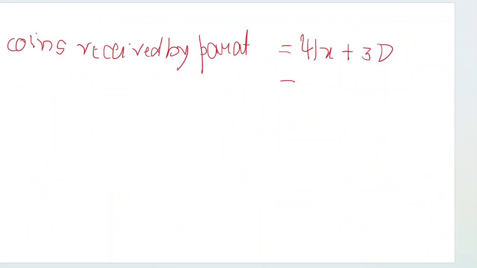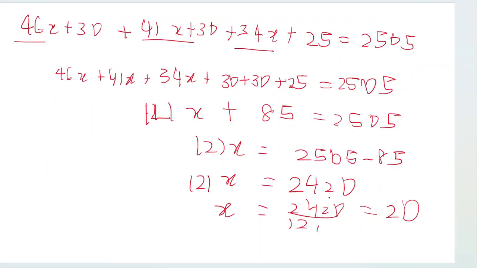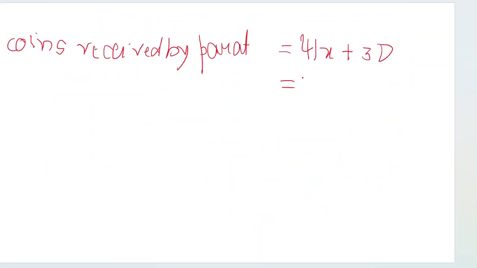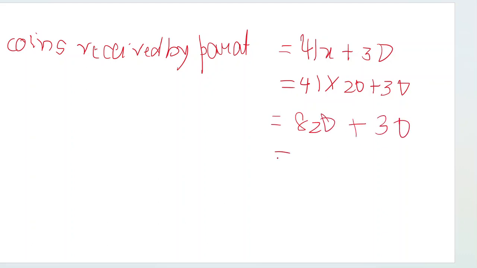So now x is 20. We have observed here we got x as 20. So therefore it will be 41 into 20 plus 30. This will come to 820 plus 30, which is 850. That's the answer. Similarly, if the question asks what are the coins received by the other two, that also we can find.